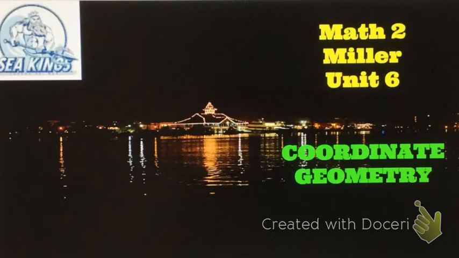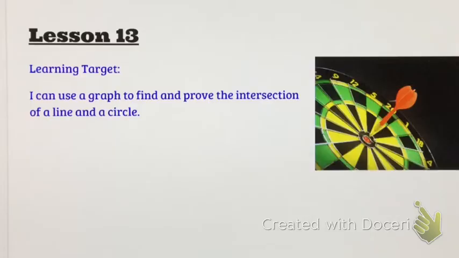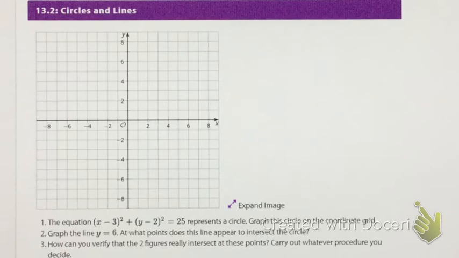Math 2, Miller, Unit 6, Chordal Geometry. Today, using a graph to find and prove the intersection of a line and a circle. And I think we're doing parabolas too, but so far it's just circles. Where do they run into each other? That's the question. Well, here's a graph.